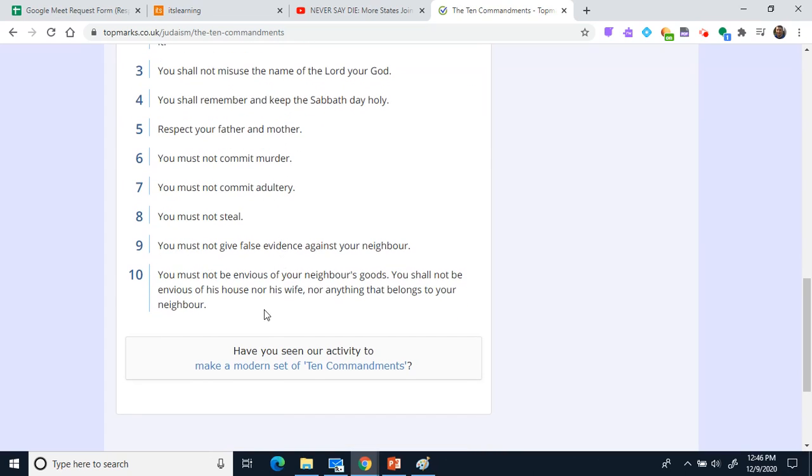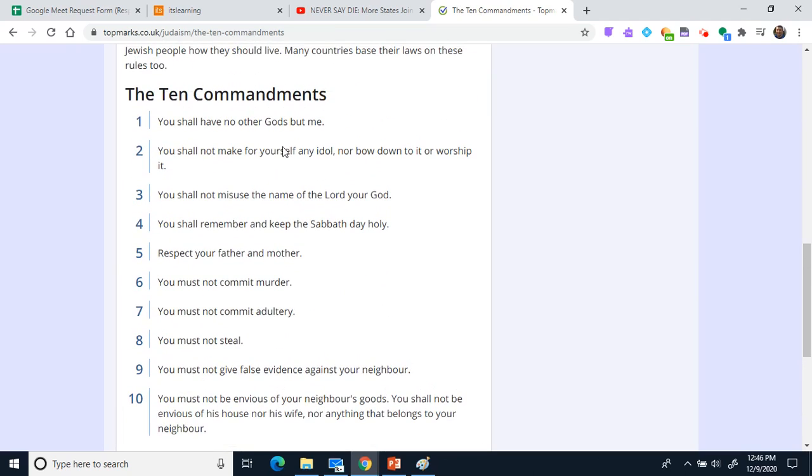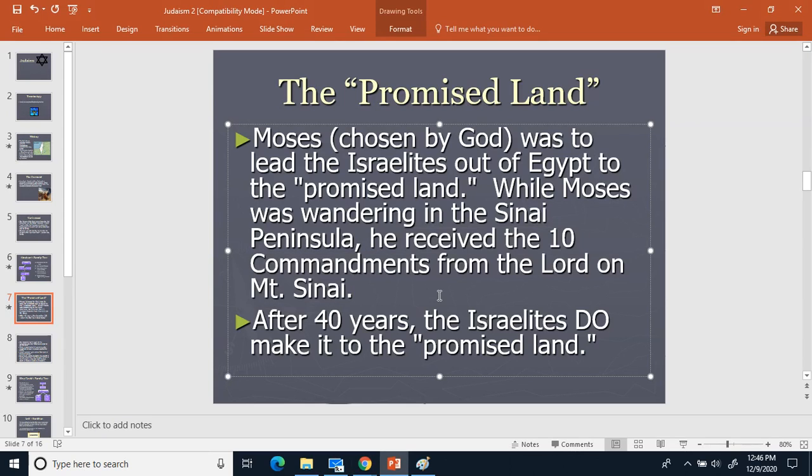Nine, you must not give false evidence against your neighbor. And ten, you must not be envious of your neighbor's goods. You shall not be envious of his house, nor his wife, nor anything that belongs to your neighbor. All right, there you go. There are the 10 Commandments. Let's go ahead and stop there for today.